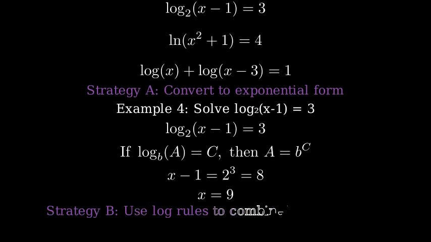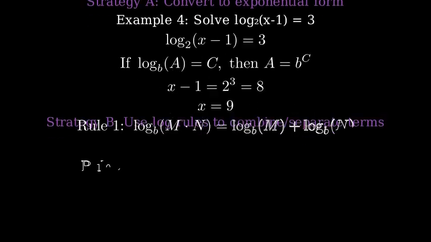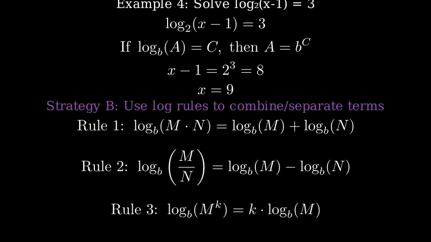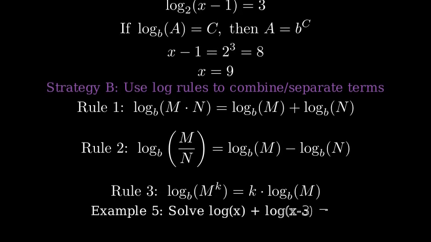Our second strategy for logarithmic equations is to use logarithm rules to combine or separate terms. Here are the key logarithm rules you need to know. Rule 1. The logarithm of a product equals the sum of the logarithms. Rule 2. The logarithm of a quotient equals the difference of the logarithms. Rule 3. The logarithm of a power equals the power times the logarithm. Let's apply these rules in example 5.